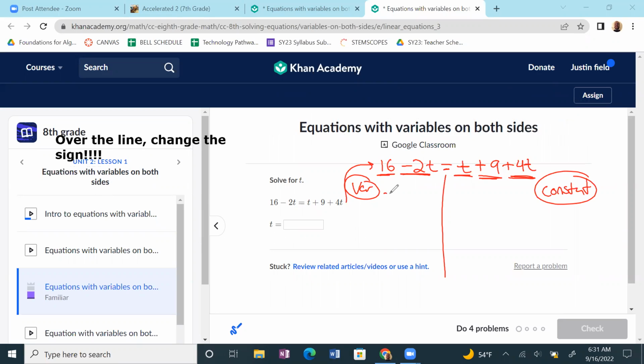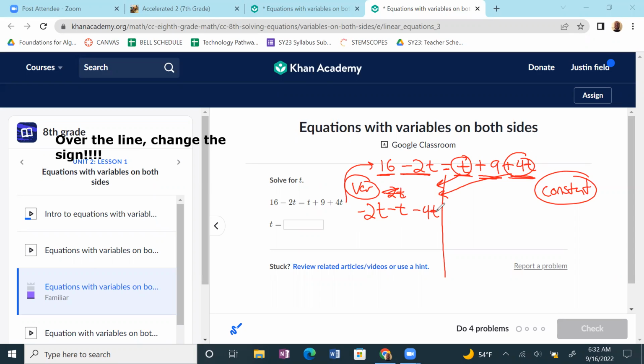So I'm going to have negative 2t, which is already on the left. And what are the other variable terms? We have t, that's got to go over. And then also 4t, that's got to go over. So then let me just give myself more space. So we got negative 2t is already there, but now we have a minus t and a minus 4t. Notice those terms went over the line and they changed their sign.